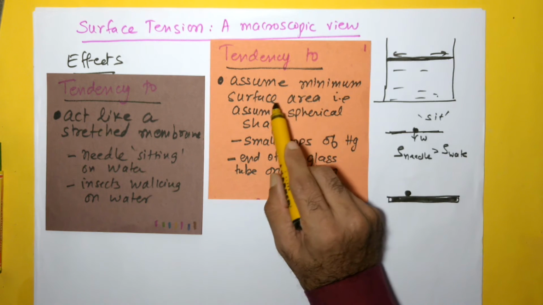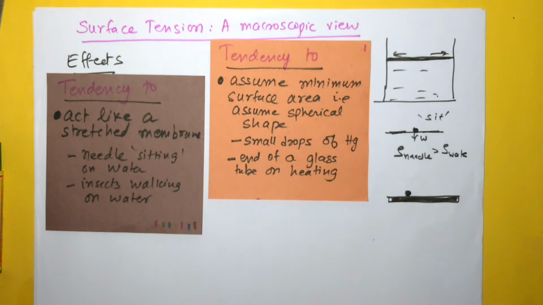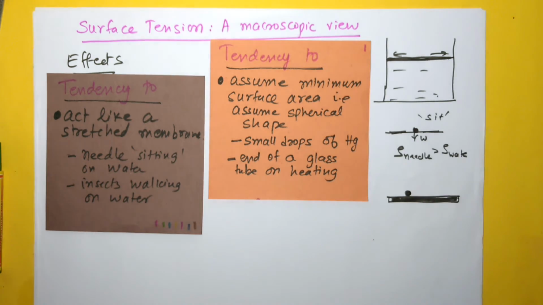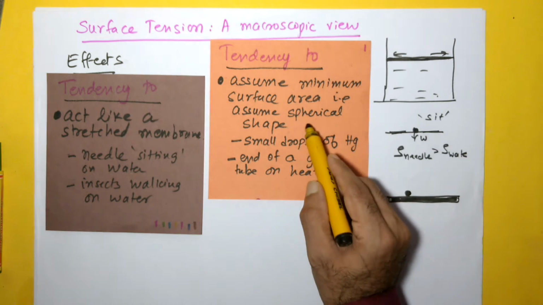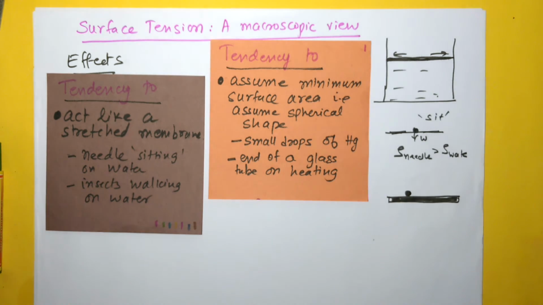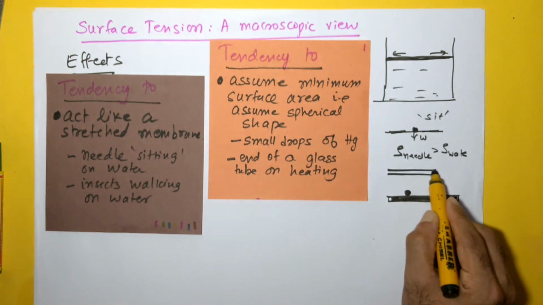That is because it tries to assume minimum surface area. For the same volume, a sphere has the minimum area. So this drop of mercury which is getting formed tries to decrease its area, and in the process of decreasing its area, it assumes a spherical shape. The other example is the end of a glass tube. Supposing we have a long glass tube, and let us say we are heating it.